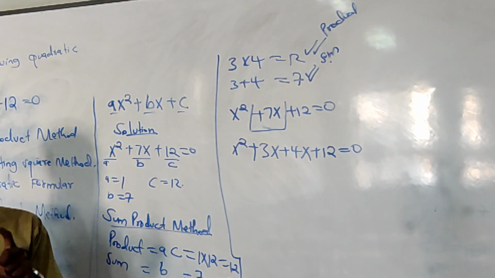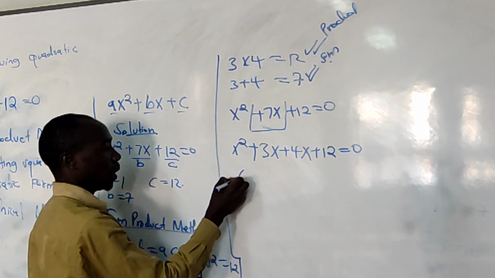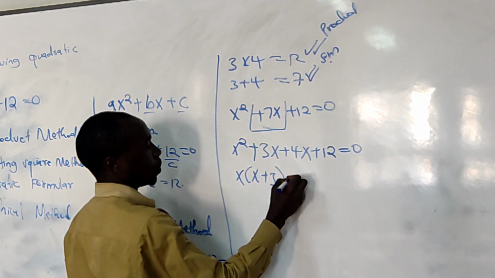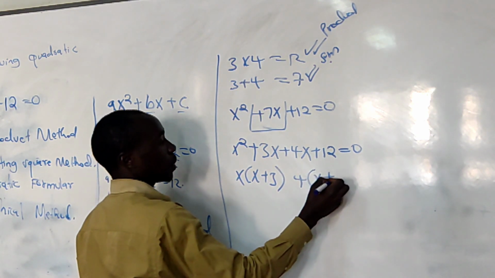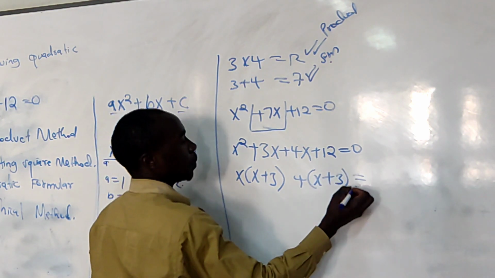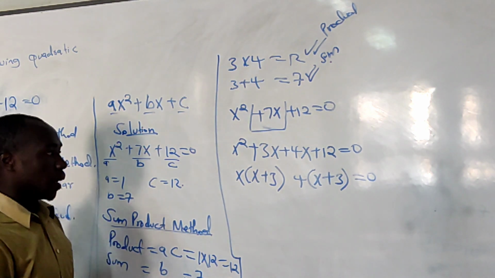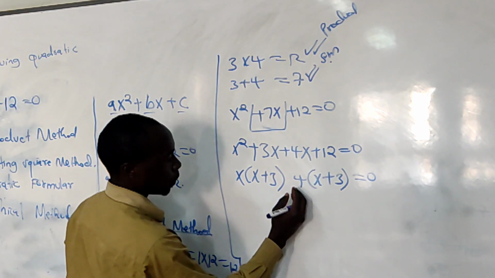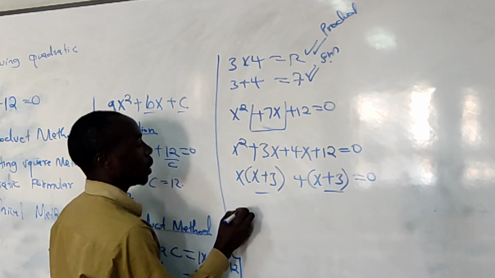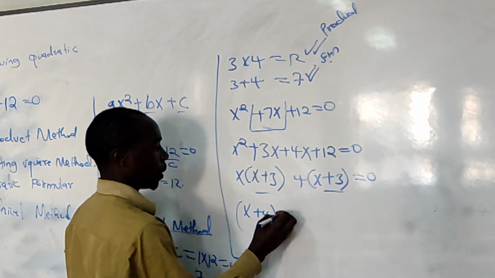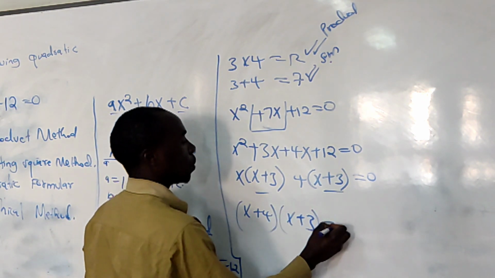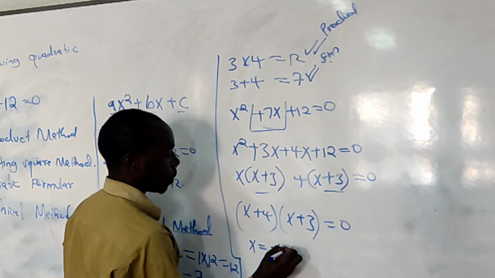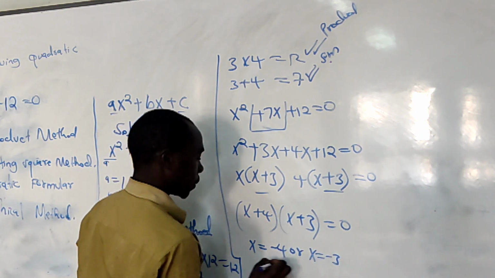Then you factor out like terms. Here you're going to have x into x plus 3. And of course here 4 is the one that can divide everything. So you're going to have 4 into x plus 3. This will give you 0. Once you have that, this one is positive, so you're going to factorize it. It will take x plus 4, and then this one and this one are the same, so you only pick one. So you'll have x plus 4, and then x plus 3 equals 0. Therefore, we can say that x equals negative 4 or x equals negative 3.